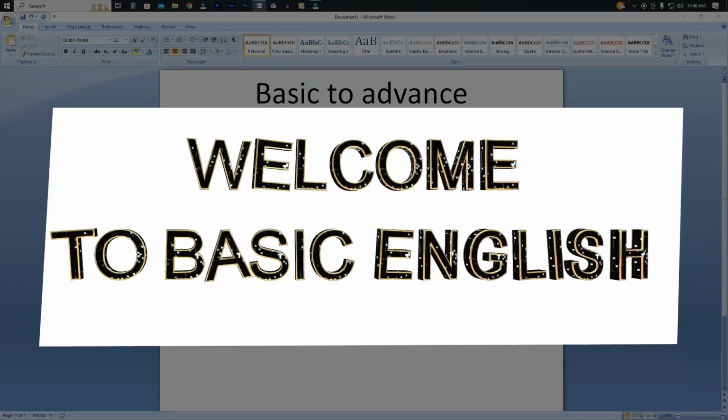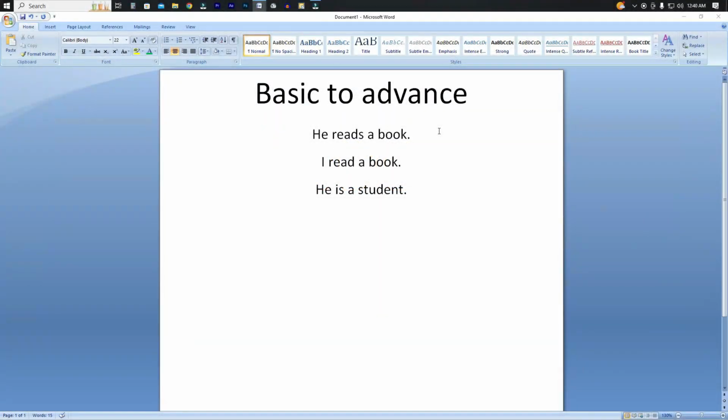Welcome to the Basic English. Here I'm gonna talk about some basics of English, and then after the basics I will progress to the advanced English. So here are three sentences.